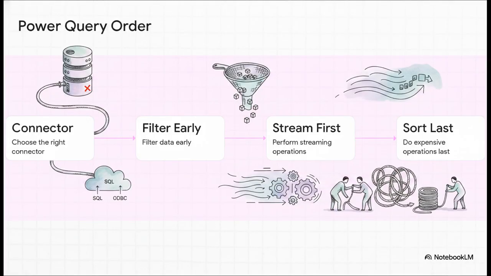So, what's the ideal chronological order to keep things zipping along? First, start with the most efficient connector you can, like native SQL Server instead of ODBC. Second, filter out irrelevant data immediately. Just get rid of it. Third, do your streaming operations. And only at the very end do you want to tackle those heavy, expensive sorts.